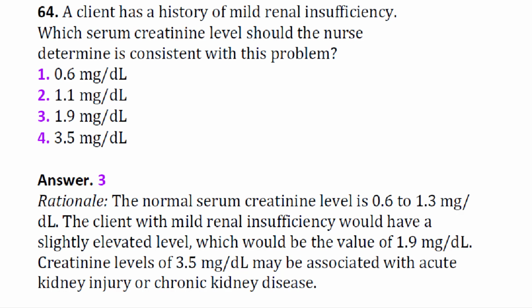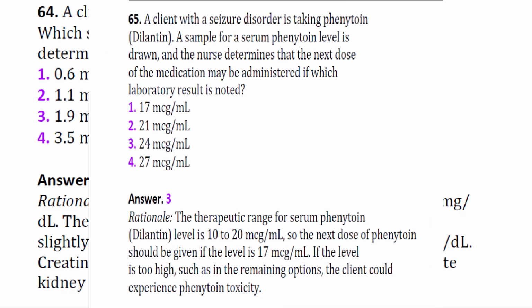The normal serum creatinine level is 0.6 to 1.3 mg/dl. The client with mild renal insufficiency would have a slightly elevated level, which would be the value of 1.9 mg/dl. Creatinine levels of 3.5 mg/dl may be associated with acute kidney injury or chronic kidney disease.